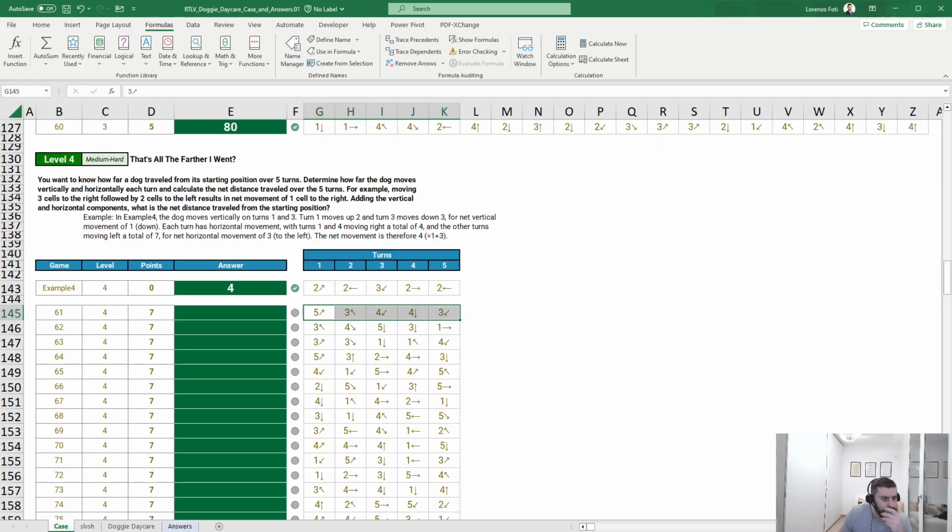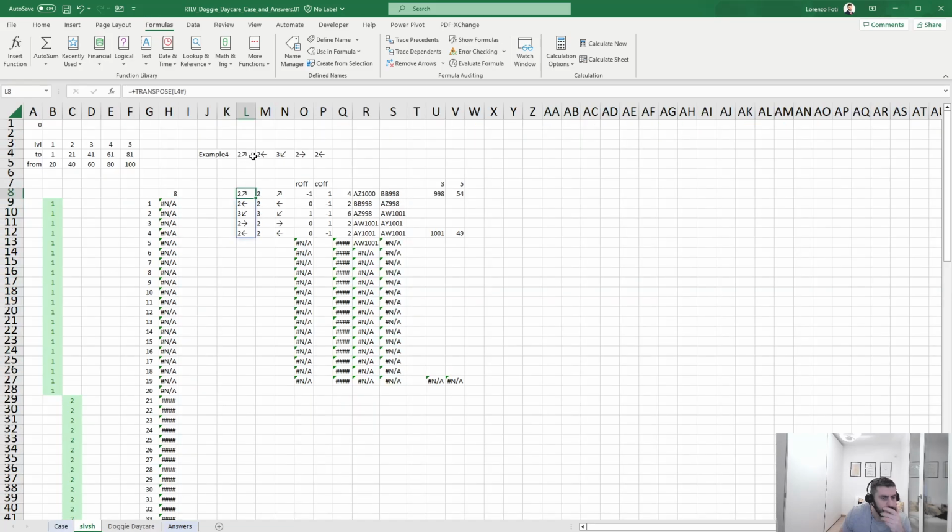That's kind of weird. 2, 2, 3, 2, 2, 2. Row and column, that's correct. This is 5. No, there's something. Okay, 3 rows away and 5 columns away. Hmm, that's quite interesting.